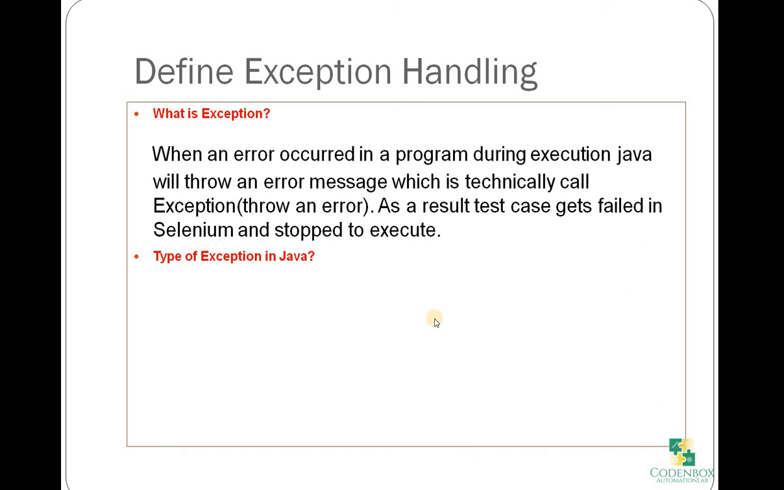When an error occurs in a program during execution, Java will throw an error message, which is technically called an exception, or throwing an error. As a result, in Selenium, your test case will fail and stop executing, because if a programmatical error happens, your execution always stops. So it means your test case will fail and execution always stops.